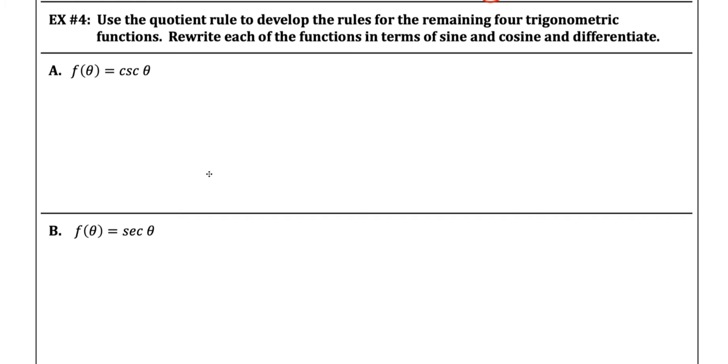Okay, no problem. So if I'm trying to find the derivative of cosecant, I'm trying to find f prime of theta. What I'm going to do is I'm going to change cosecant in terms of sine and cosine. And I'm going to write this as 1 over sine of theta. Now, conveniently, 1 over sine of theta is written as a quotient.